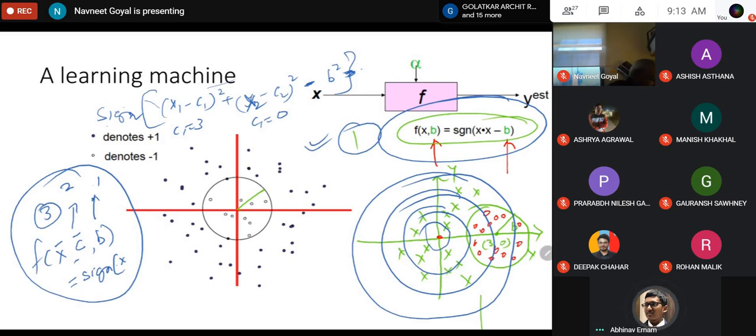No, what I wrote is not signum, it's the sign function. If the value is positive, it is outside the circle. If it is less than 0, it is inside the circle. Okay, sir, thank you.